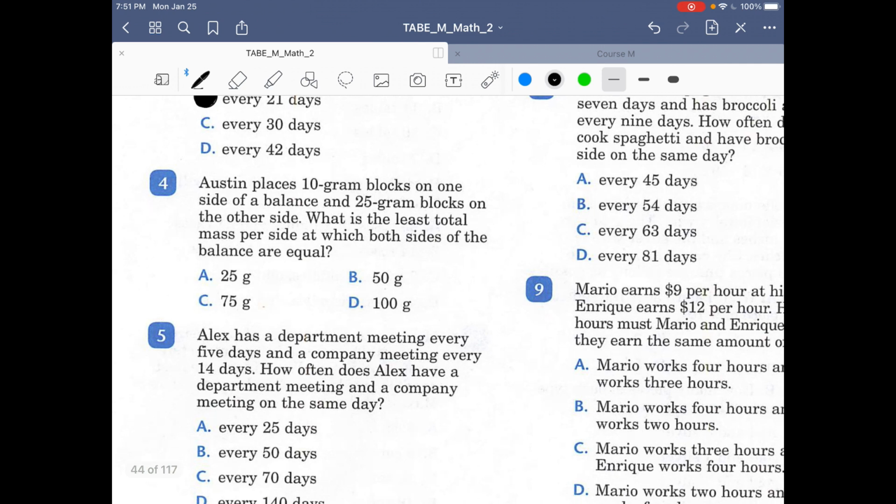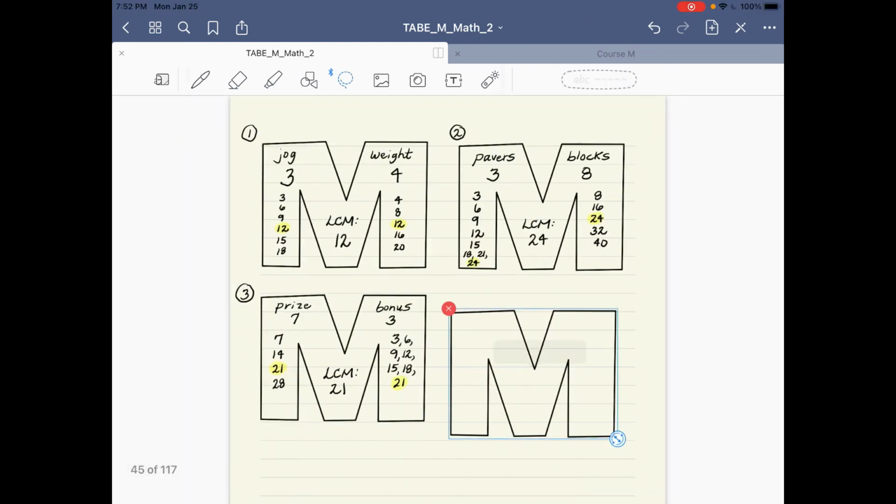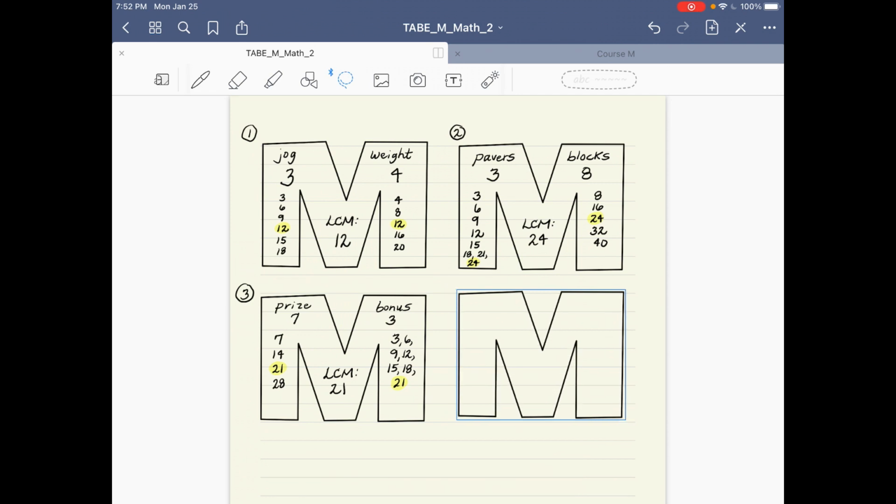Number 4. Austin places 10-gram blocks on one side of a balance and 25-gram blocks on the other side. What is the least total mass per side at which both sides of the balance are equal? Okay, so we need to find the least common multiple for those two numbers.